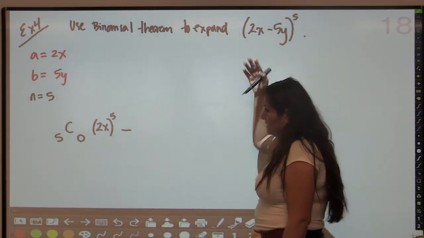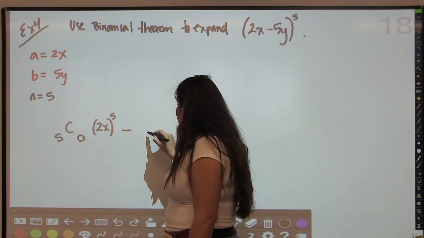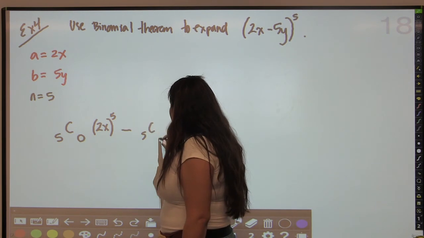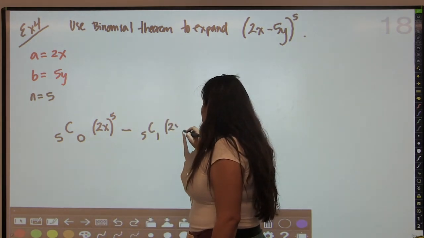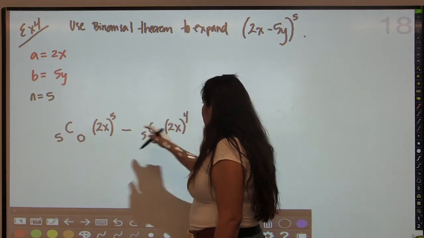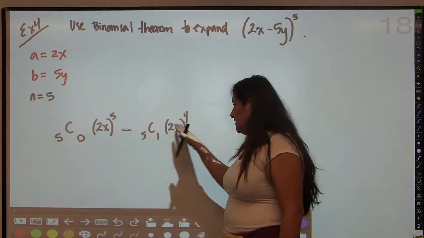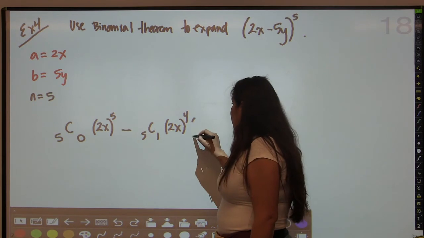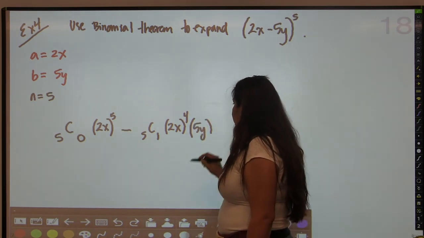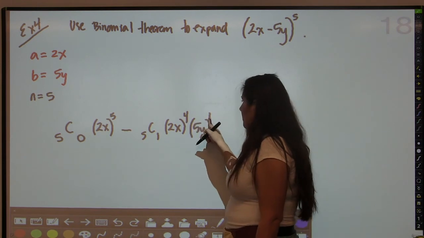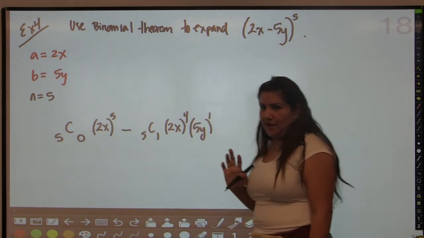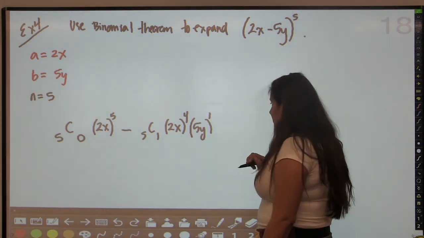The reason why I have a minus is because I'm alternating signs, positive, negative, because it's a minus right here, okay? My next number is going to be 5 choose 1, because I'm going in order, 0 and then 1. And then I'm going to have 2x to the 4th power, because that was to the 5th power. So I'm going to go down in decreasing order, 5, 4. So now that means that my B, my 5y, should go to what power? 1, because 4 plus 1 will give me 5. All right? We good?